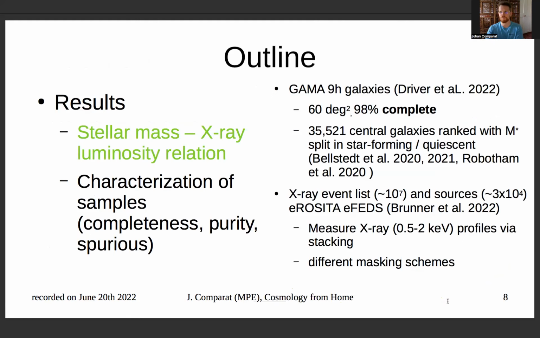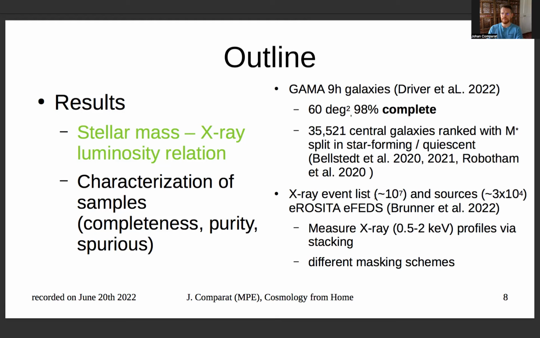So now let's go into results that we obtained with these models. So the first result is the stellar mass to X-ray luminosity relation. We use the GAMA observations of the galaxy population. It's 60 square degrees of almost complete galaxy sample. In this sample, we have 35,000 central galaxies that are ranked with stellar mass and star formation rate. We have an X-ray event list of about 10 million events and about 30,000 sources.